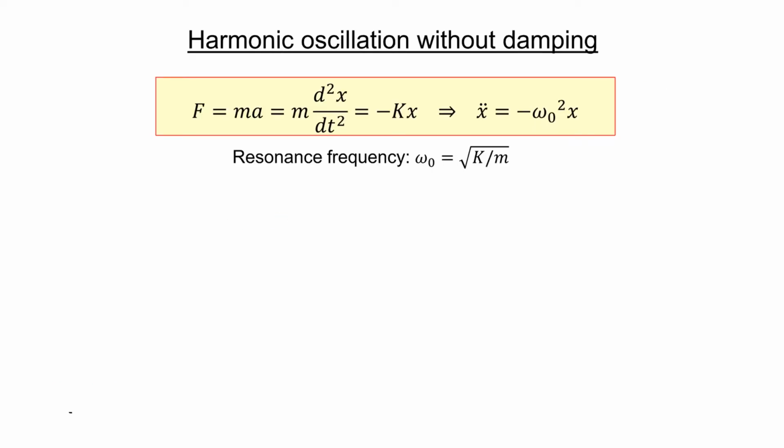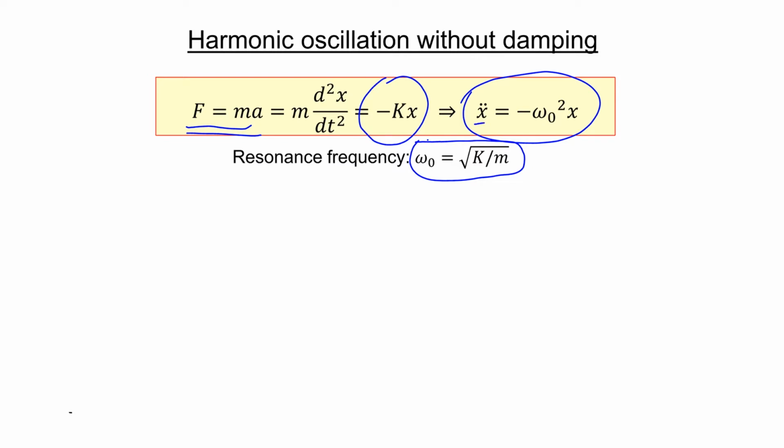So we just saw that the equation of motion of the undamped harmonic oscillator is given by Newton's law under a restoring force of the form minus k times x. And if you divide by m, you can write it in the generic form x double dot is minus omega 0 squared times x, where the eigenfrequency is the square root of k over m. Now, how do you solve this equation?